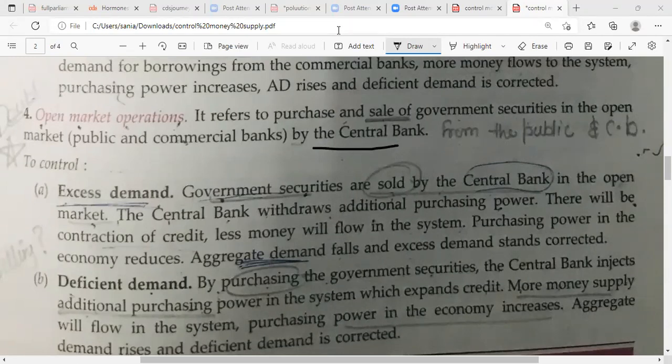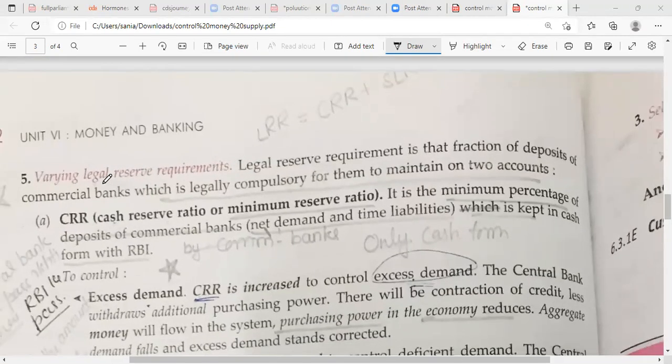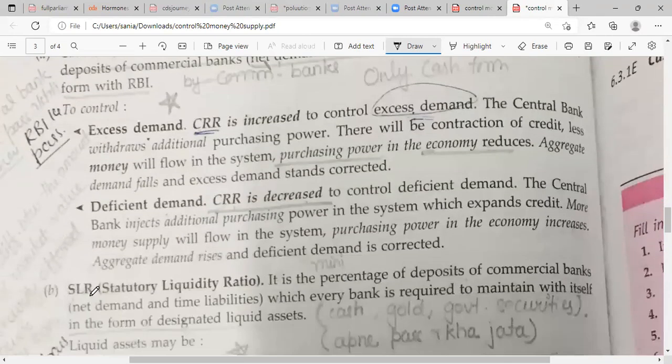Done, ma'am. Okay, good. Now coming to LRR. So LRR you already know. You can write the definition, whatever you wrote in the previous thing. So what is LRR? It is legally compulsory for the commercial bank to keep a certain amount of their deposit with the central bank, and that fraction is known as legal reserve ratio. Legal reserve ratio is basically of two types. One is CRR and one is SLR. So first CRR and second SLR.